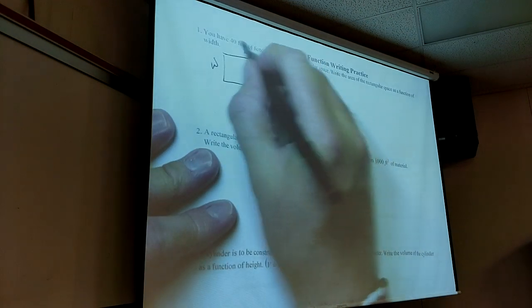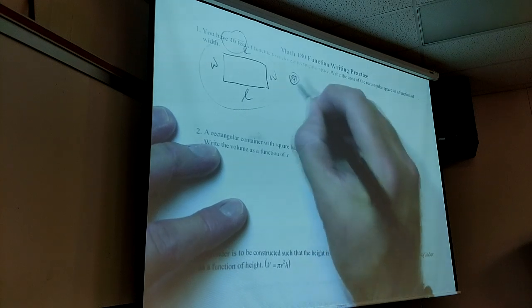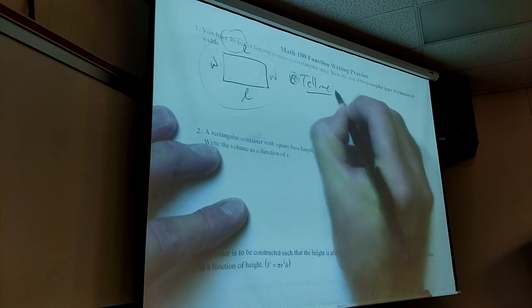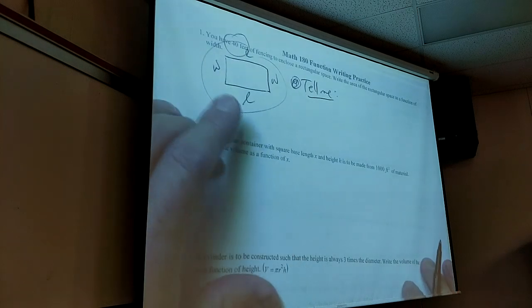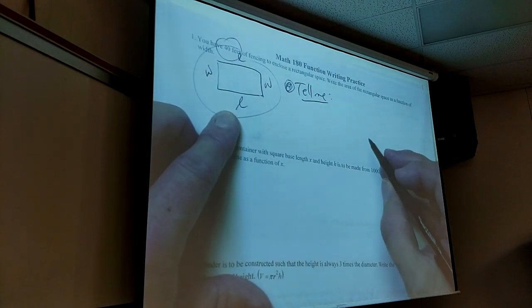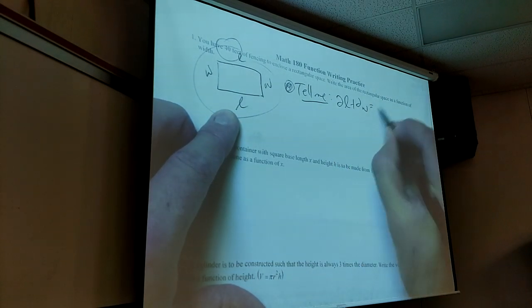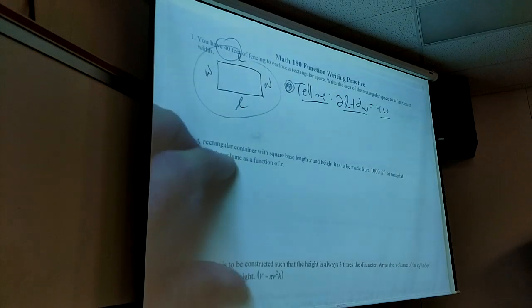So what can I write based on this and the first piece of information? They tell me what? That there's 40 feet of fencing. So how do I write that into an equation? Yes, 2L plus 2W equals 40. Perimeter equals perimeter. That's amazing.